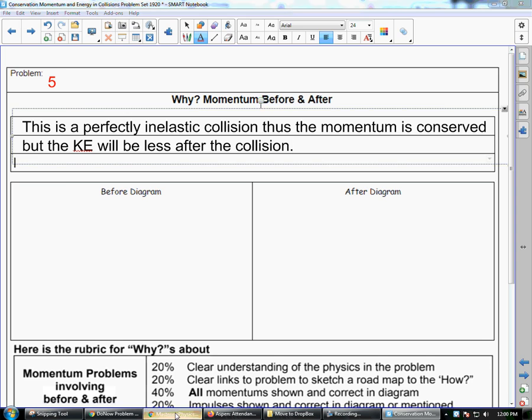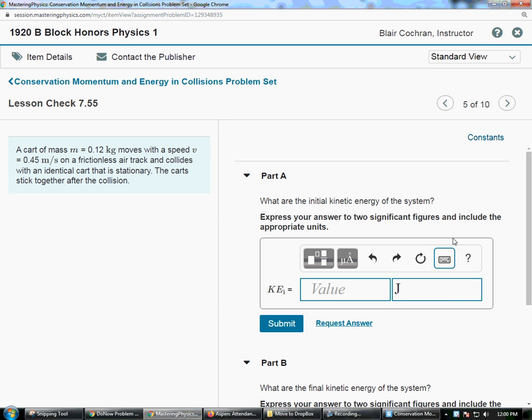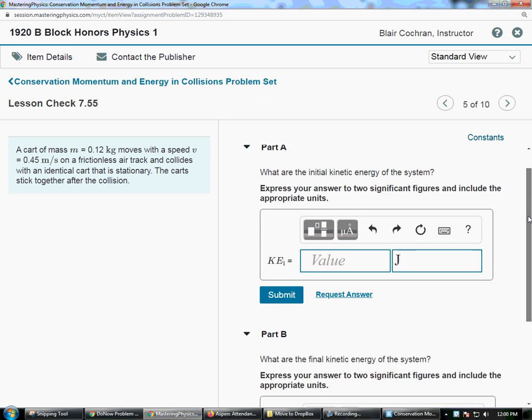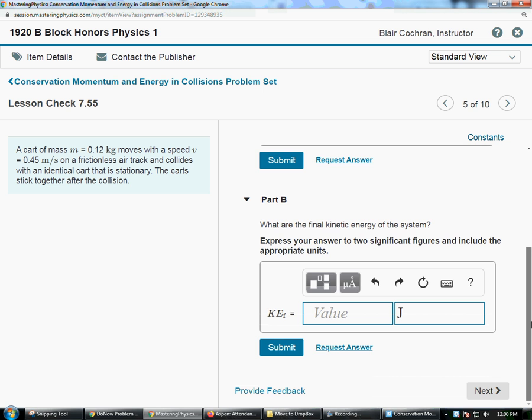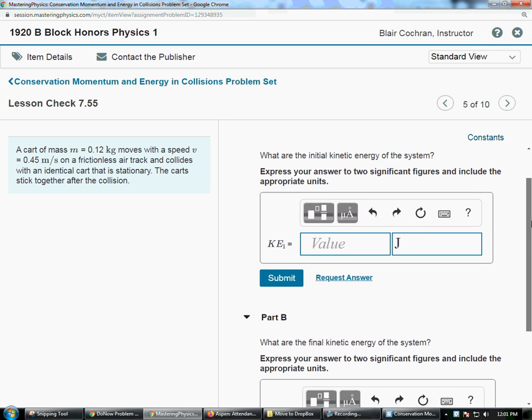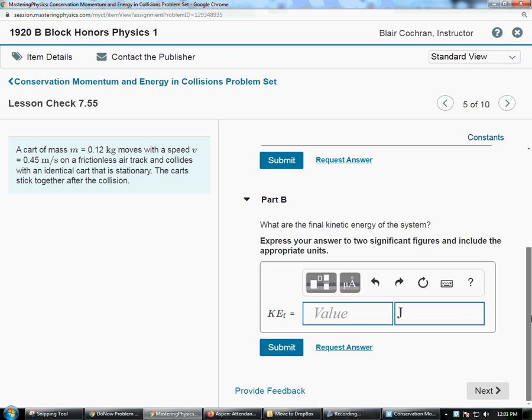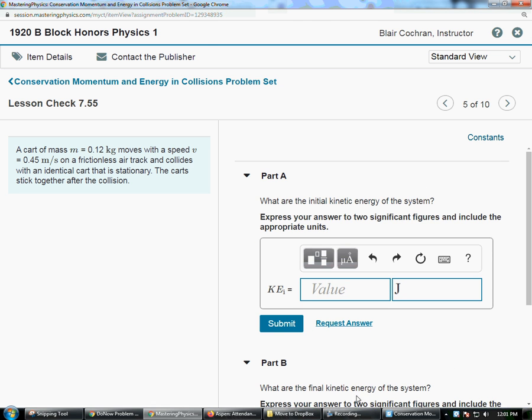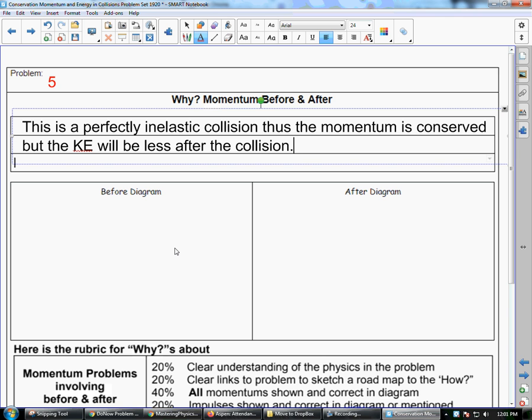Let's see if there's anything else. Initial kinetic energy, final kinetic energy of the system. All right. So I'm expecting a bigger answer for A than for B. Let's see. So I need to do my diagrams now. Oh, I should probably mention the impulses, right? I can either draw them in or mention them.